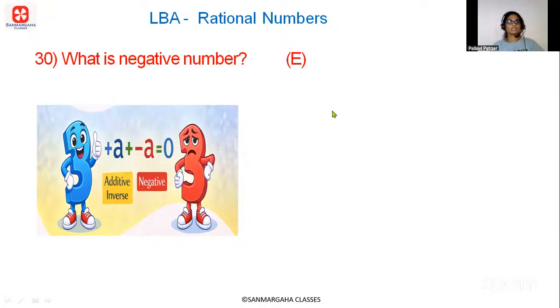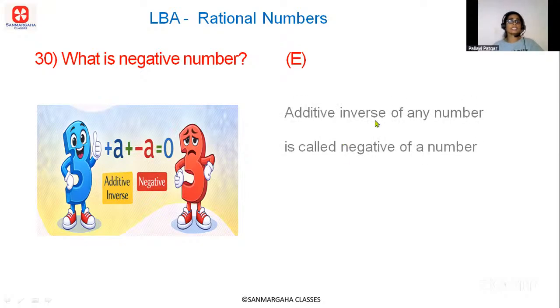In the rational number chapter, look at question number 30. What is a negative number? Here, the additive inverse of any number is called the negative of a number. So this is the additive inverse of a positive number.